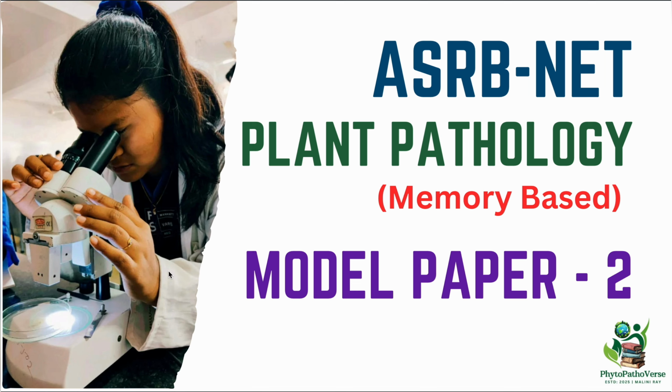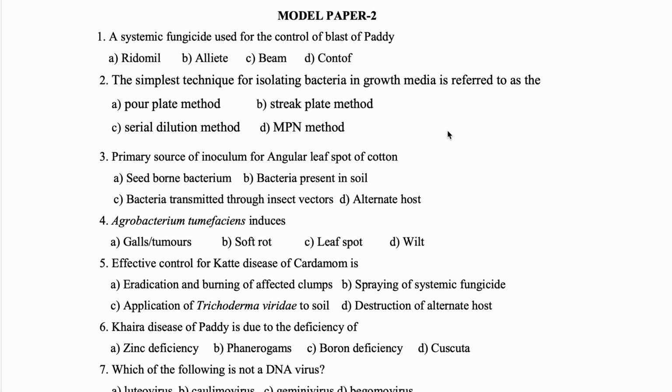With ASRB NET 2025 approaching, we are continuing our special series on model papers, each designed with 100 carefully selected questions. So, today we will be moving forward with model paper 2. To start with, we have question number 1, that is, a systemic fungicide used for the control of blast of paddy. That will be BEAM. BEAM is the trade name for tricyclazole.